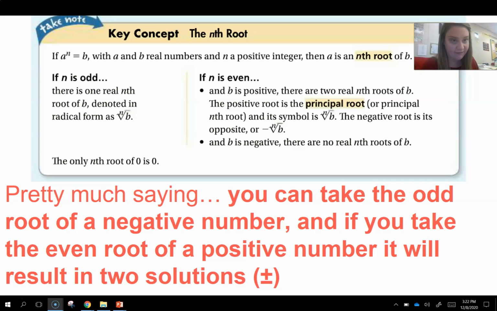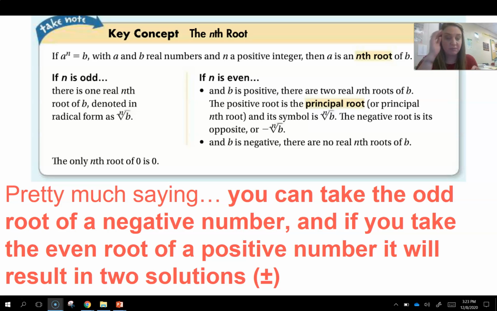So what if I do negative 5 times negative 5 times negative 5? Well, that gives me negative 125. And if I do 5 times 5 times 5, it's positive 125. So I can do a cube root of negative 125 because I have 3 of the same negatives that get me that negative 125. So we are allowed to do the cube root of a negative number, or an odd root. So 3, 5, 7. We can do that with negatives.